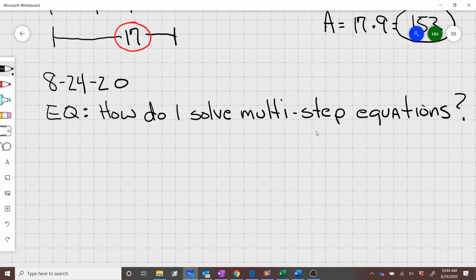All right, here we go. We're going to start off with a one-step equation. All right, first example here. We got x plus 4 equals negative 12.